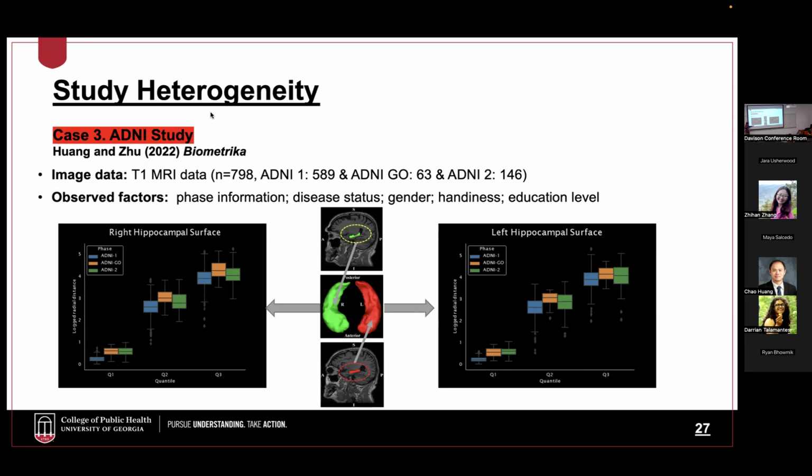Now you can see that if we look at the first quantile, second and third quantile of these features in these studies, for example for the first quantile, ADNI 1 has totally different patterns compared to ADNI GO and ADNI 2. If we check the third quantile, ADNI 1 and ADNI 2 have different patterns from ADNI GO. So you can see that we have observed this kind of study heterogeneity in our data set.